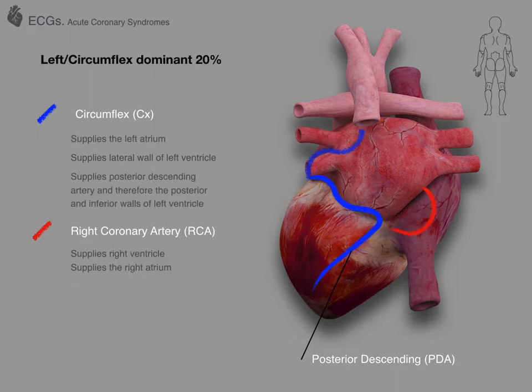However, in about 10 to 20% of people, it is the circumflex artery which goes on to supply the posterior descending artery, and therefore the posterior and inferior walls of the left ventricle. There is also a certain proportion of people in which they have a co-dominant system, so both the right coronary artery and the circumflex are supplying the posterior descending artery.